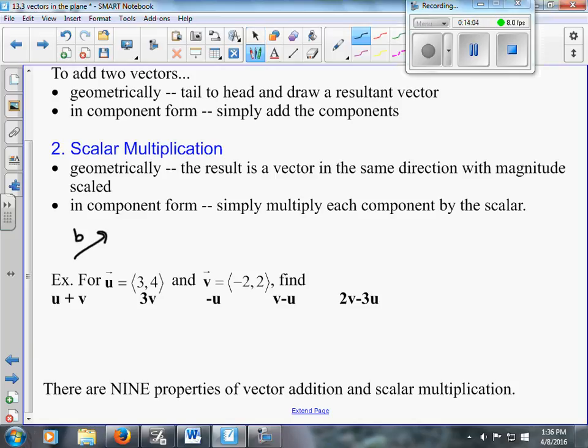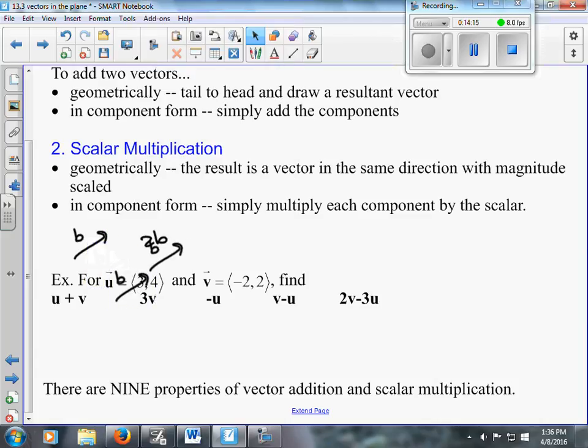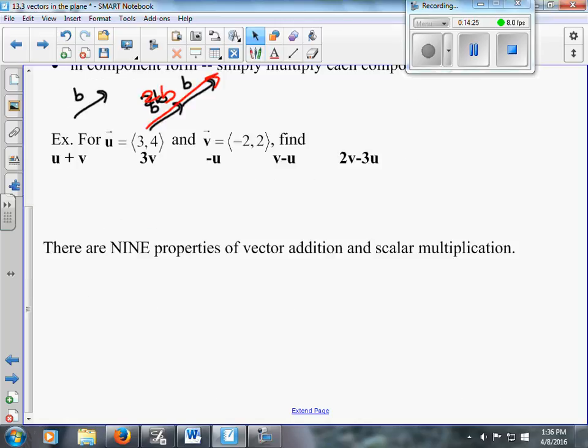For vector u plus v, I'm going to take the components of u and add them to the components of v. So that means I'm going to take 3 plus negative 2, and that is 1. Then for the y component, I'm going to take 4 plus 2, and that is 6. And so the vector u plus v is simply 1 to the right, 6 to the north. Okay, 3v means I'm going to take my v vector, and I'm going to just multiply it by 3. So that's 3 times negative 2, 2, or negative 6, 6.